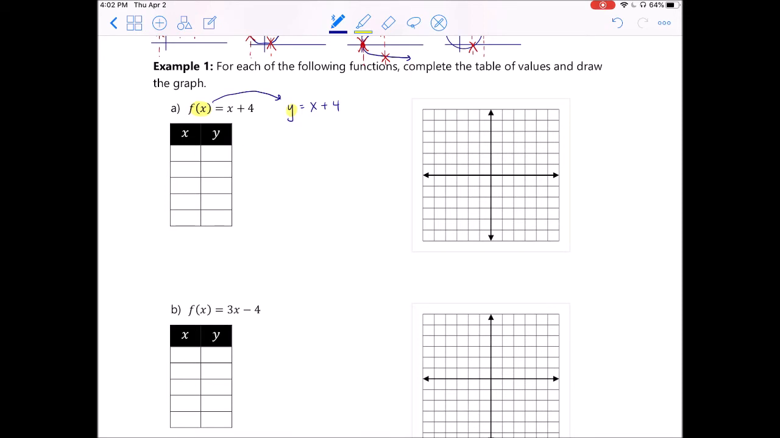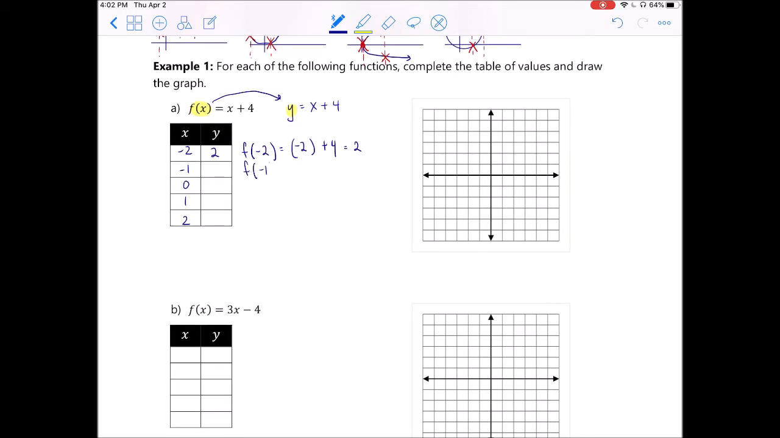F stands for function. I'll give you the list of x values here, -2 to 2, and we're going to plug them into f of x. So f of -2 equals -2 plus 4. So the first value would be 2. So when x is -2, y is 2.